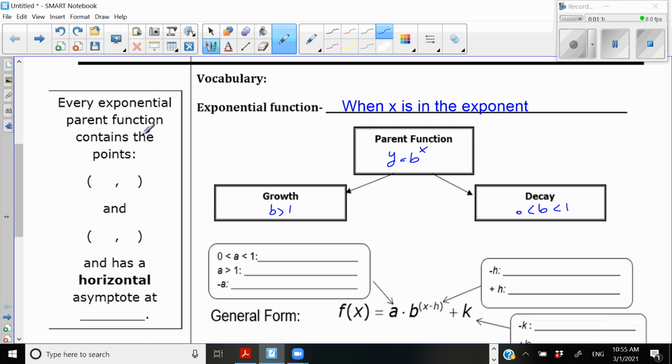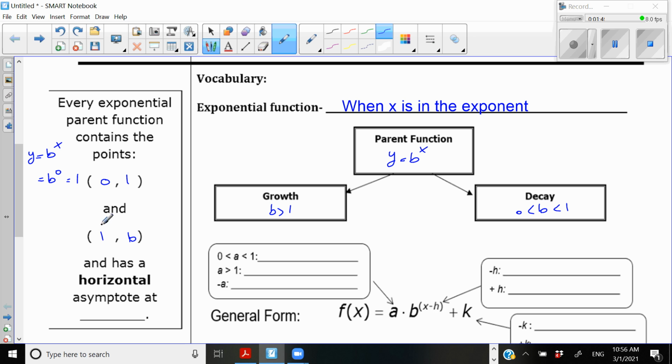Every exponential parent function contains the points (0, 1) and (1, b). Let's see why we have these 2 points on our function. So this is x and this is y. We know that the parent function is y equals b to the power of x. If x is equal to 0, I'm going to replace that here. This will be b to the power of 0. And we know anything to the power of 0 is 1. So that's why we have this point in our function.